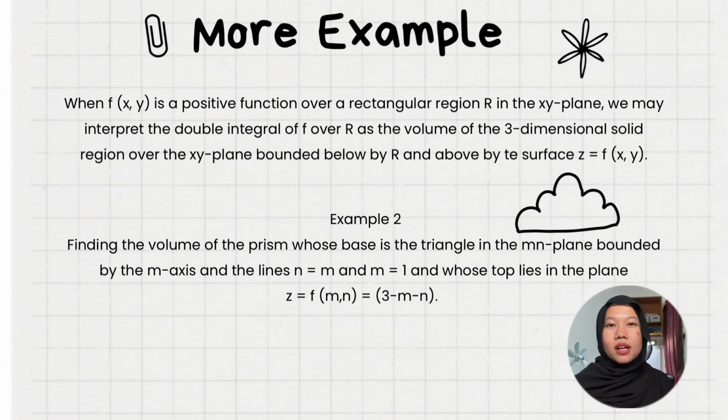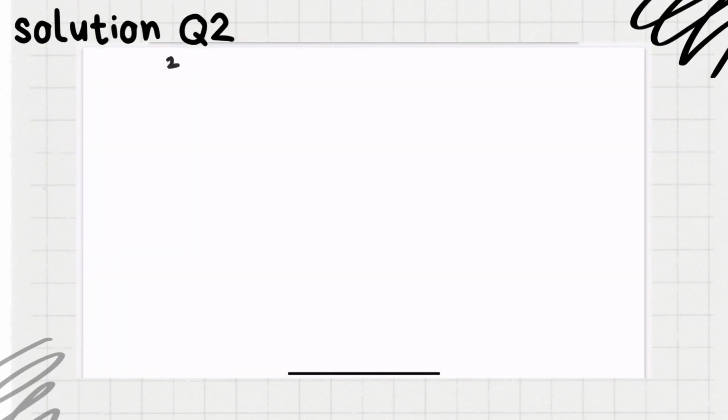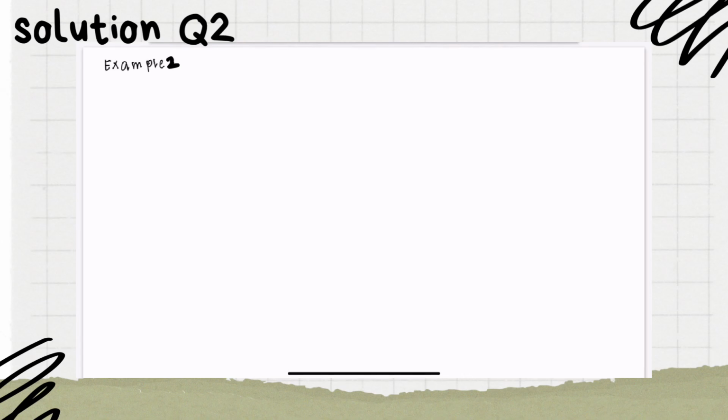f(x, y). Example 3 is finding the volume of the prism whose base is the rectangle in the mn plane bounded by the m axis and the lines n equals m and m equals 1, and whose top lies in the plane z equals f(m, n) equals 3 minus m minus n. Example 3: we know from the question z equals f(m, n) equals 3 minus m minus n.